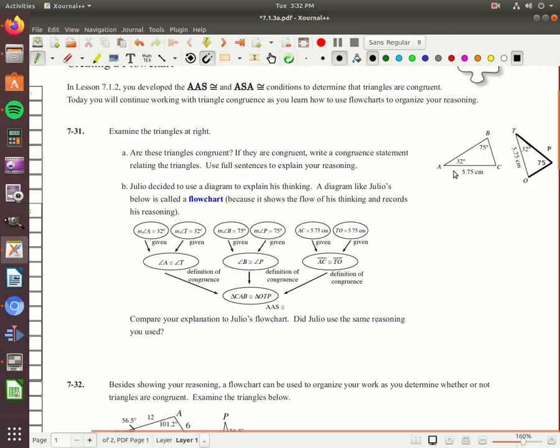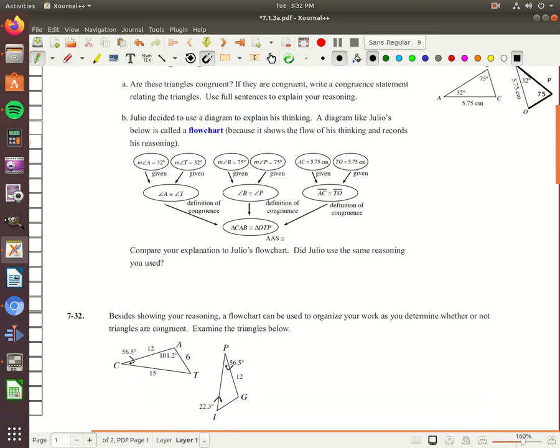And then we know side AC and side TO are 5.75. And again, that means that those are the same. And hey, look, if I prove an angle and a side, it must prove angle side congruence because that side doesn't join those two. So this is what is known as a flowchart, and this is what we're going to be working towards over the next few lessons.